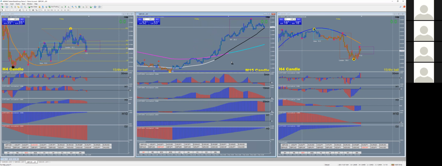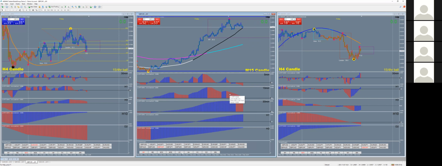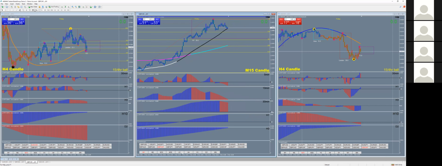Gotta wait for the high of the session though. Yeah, we're already at the high of the session. Oh yeah, we're near the high of the session already. Just need the H1 to confirm. All right, these are possible areas of target.